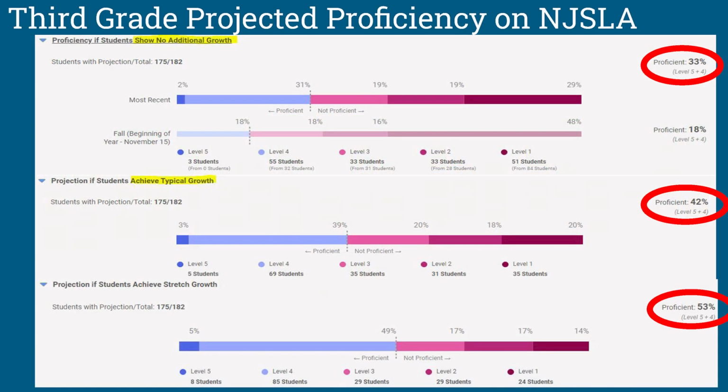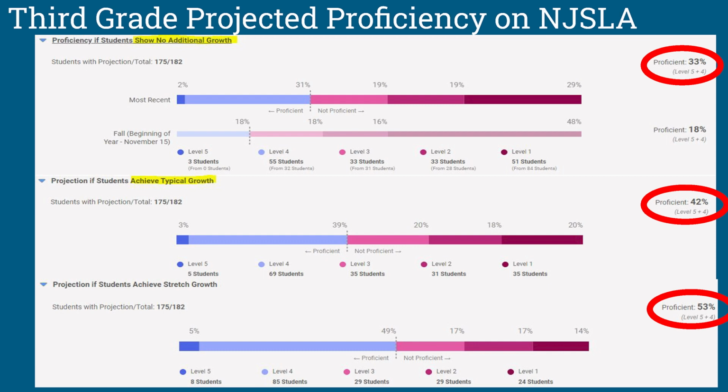iReady has proficiency reports. So they give us our predicted proficiency on the NJSLA. For third grade reading, if our students were to make no more growth, 33% would pass the state test. That's their projected proficiency. If all of our students achieve their typical growth, 42% of them will score proficient on NJSLA.